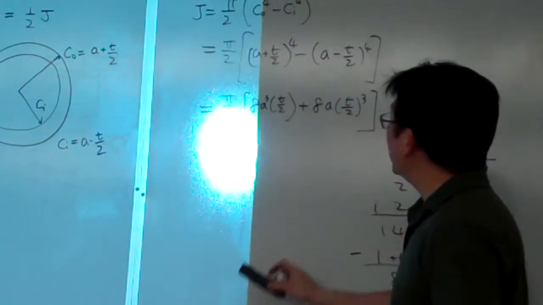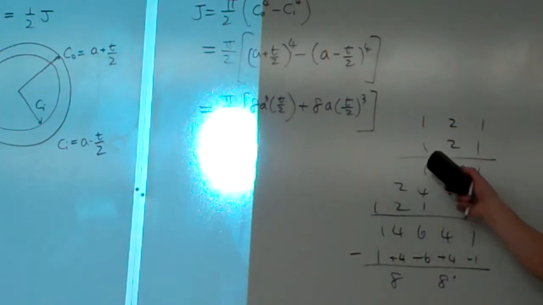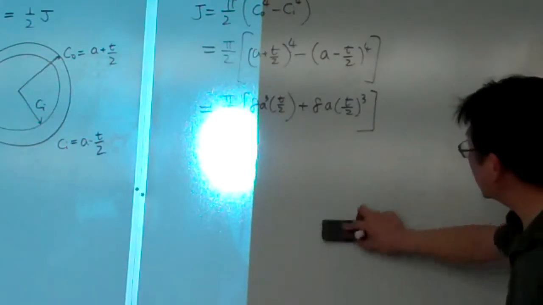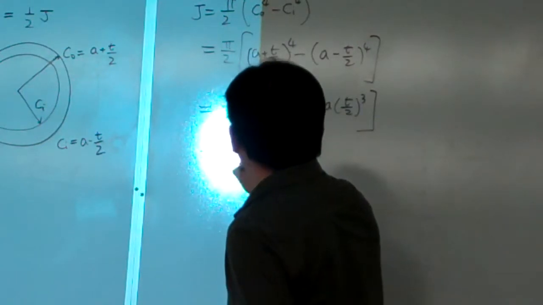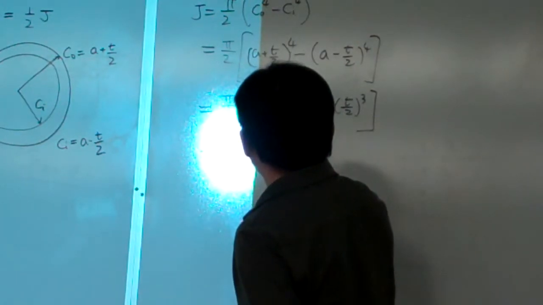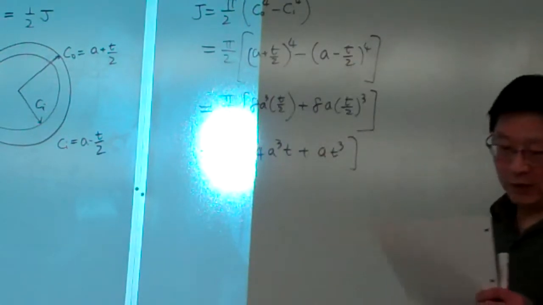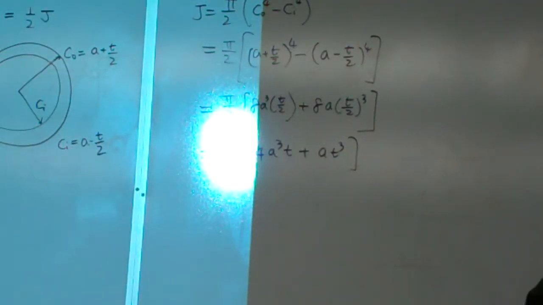Okay, so if we fully expand this, then the coefficient will be something like this one. We do this carefully, then that will be equal to pi over 2 times (4a squared t plus a t cubed). And that's just J. Can I borrow your pen? I have a mistake here. Thank you.